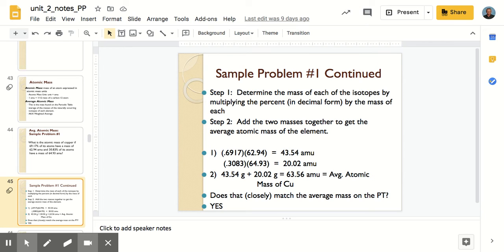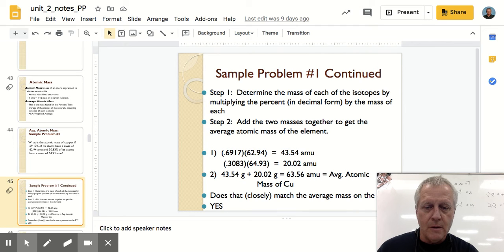If you go to the periodic table and check the value there for the average atomic mass of copper in general, overall for all the isotopes, it matches up pretty close. So that's what you're going to be doing here.